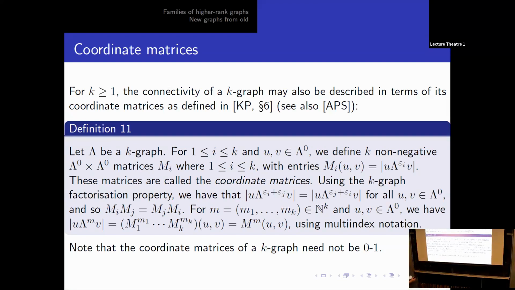And then for a K-graph, you can define coordinate matrices, which are basically the connectivity matrices of the part of the graph that uses only ei edges. If you just look at the part of the graph that only uses ei edges, that's a directed graph, and so you just write down its matrix form. And you just notice that coordinate matrices of the graph don't need to be 0, 1.